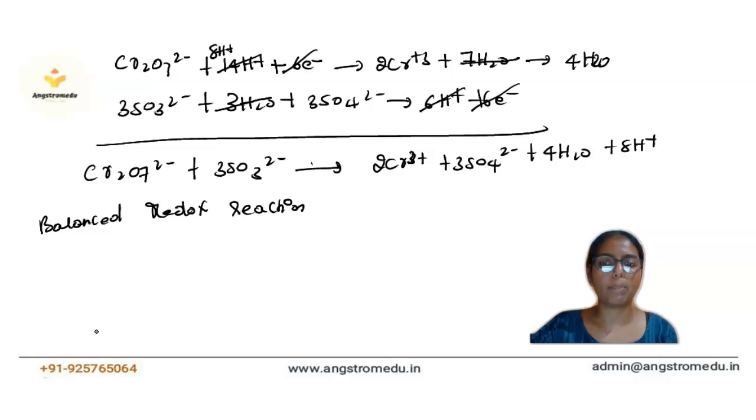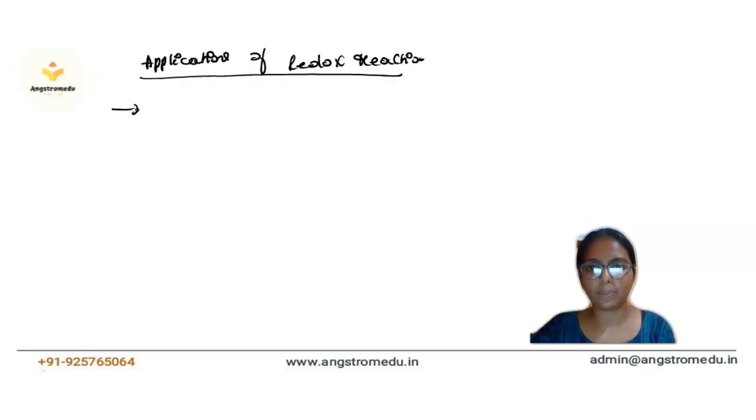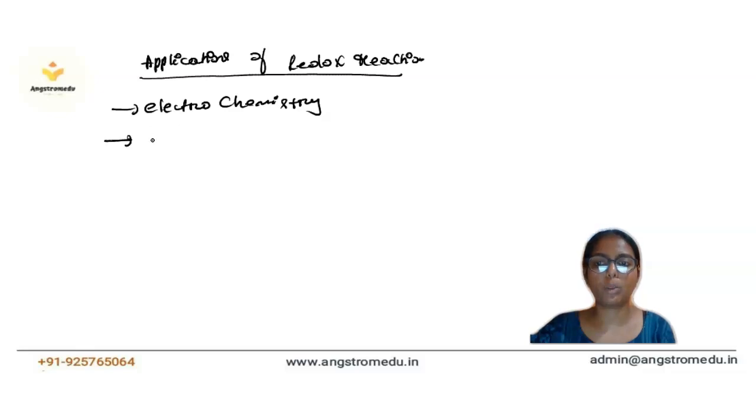So let's look at an example of the redox. Let's look at the applications of redox reaction. It is generally used in electrochemistry. And the redox reaction is also used in photosynthesis. So let's look at the example.